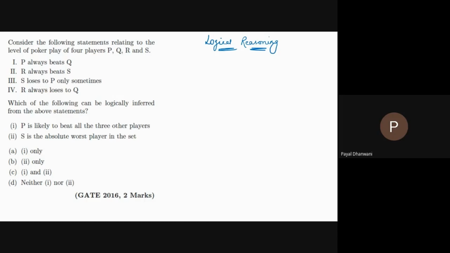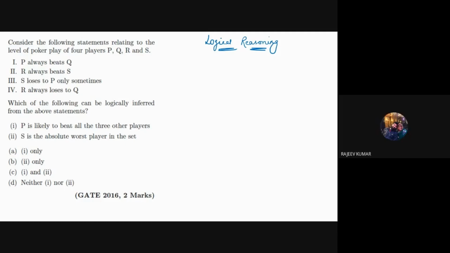Option A. Option C, 1 and 2 both. Okay, I got two answers, A and C. I still need one more answer so that a majority comes. No, sir. Option A is right.